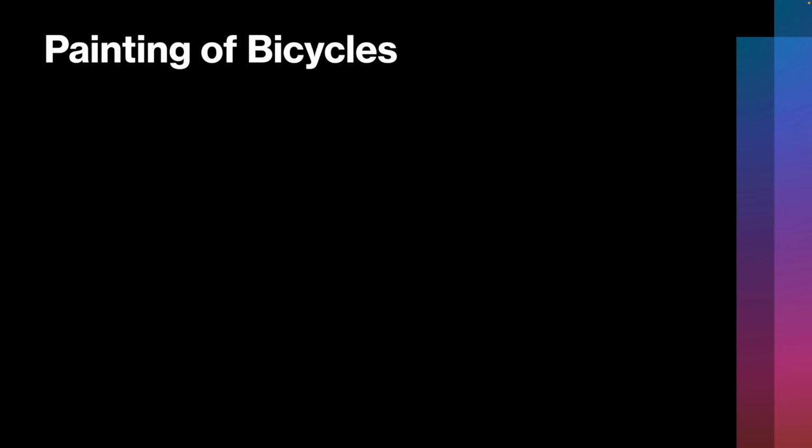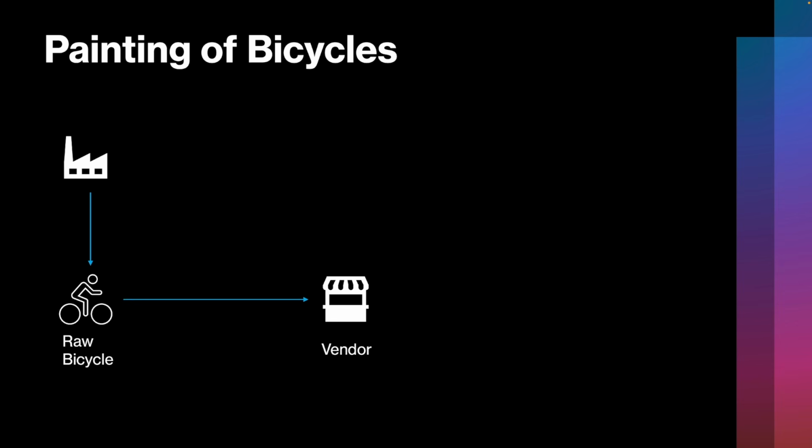Now let's get started. Now let's take a business scenario. Let's say that your plant manufactures bicycles, but your plant does not have the facility to paint them. So in order to get them painted, you send these bicycles to a vendor, which then paints these bicycles and sends the bicycles back to your plant.